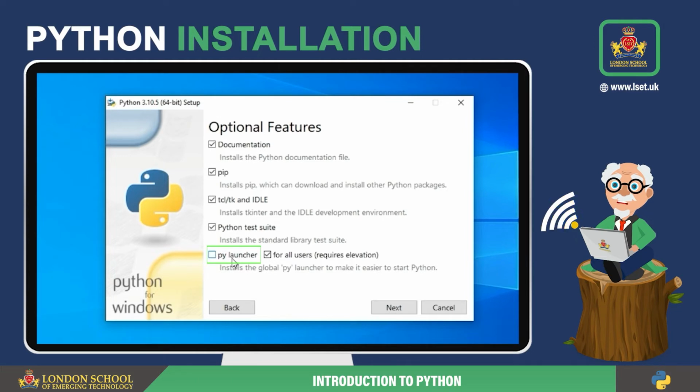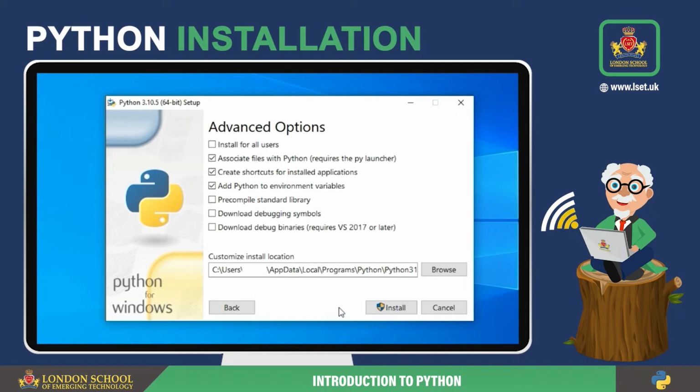To perform it, you must have administrator rights (elevation). From their user profiles, all users can conveniently launch Python. Select the optional features you require and click Next. Keep all options checked, I suggest. Select Python 3.10.5's Advanced Options. Listed below are the advanced options available, which are self-explanatory.